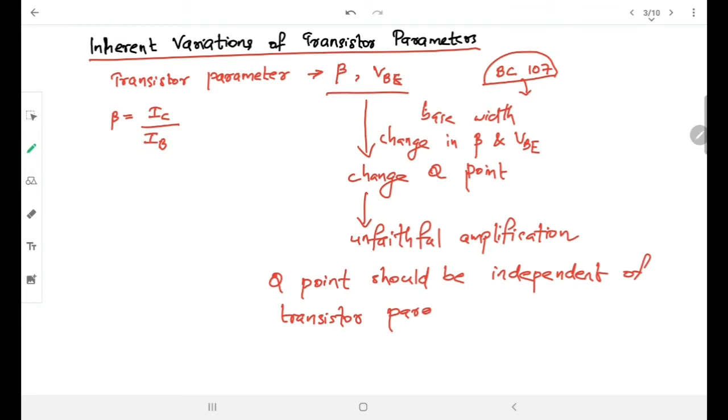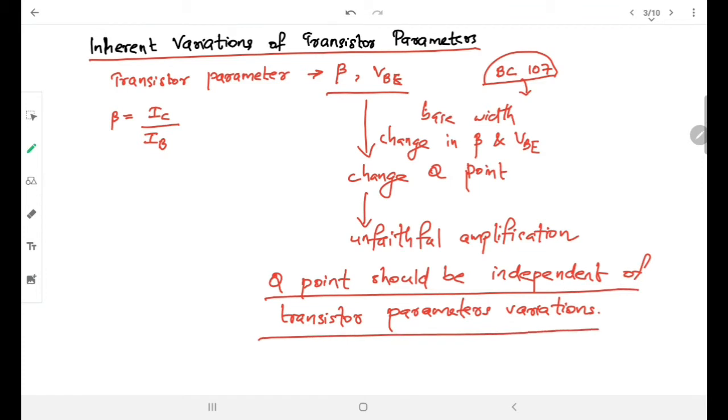Even if the transistor parameters are varying, it should not make any change in the Q point. So the Q point should be independent of transistor parameter variations. Now our aim is to make the Q point independent of transistor parameter variations. So how can we make the Q point independent of transistor parameter variations?